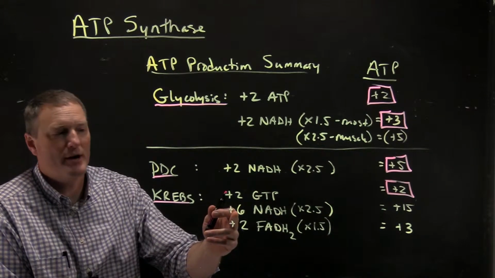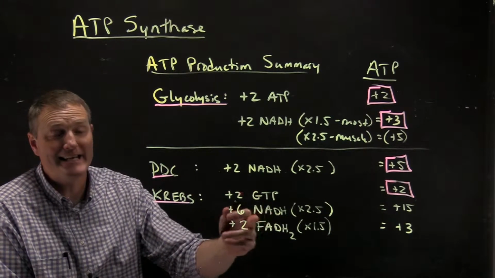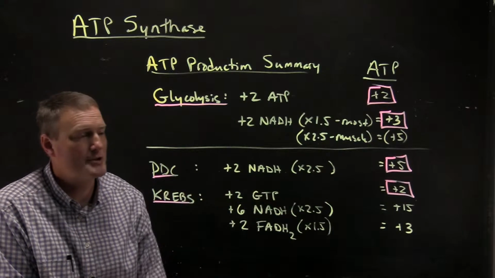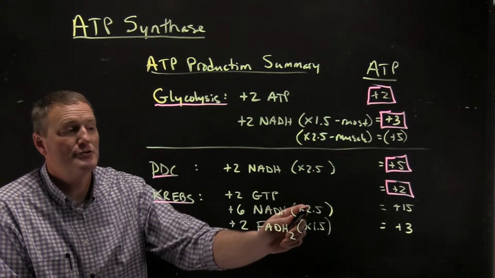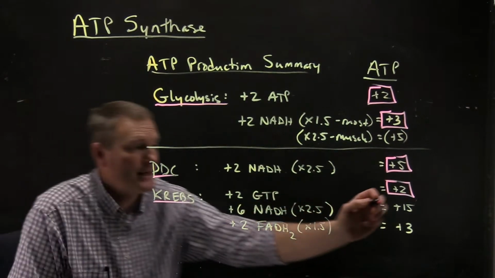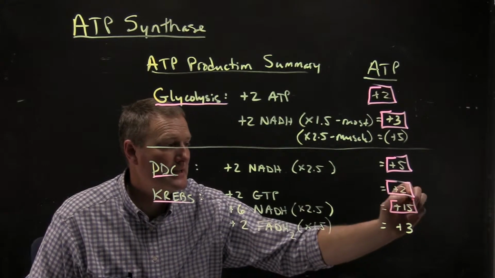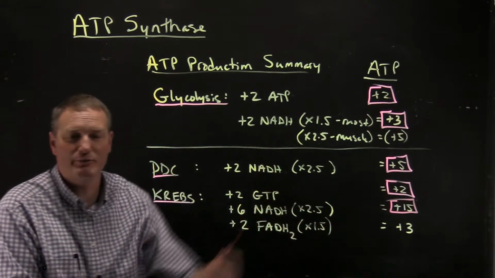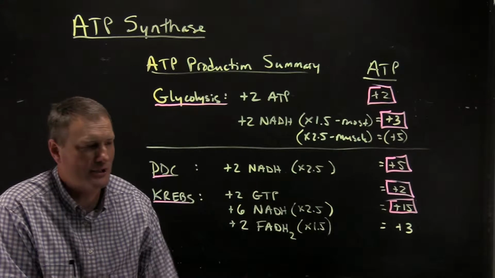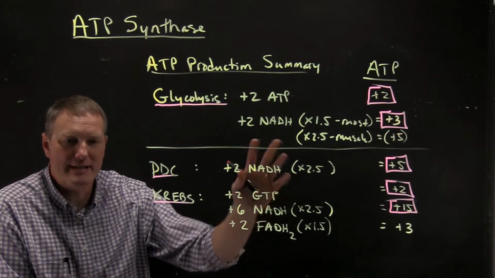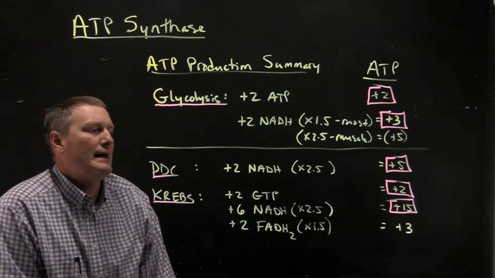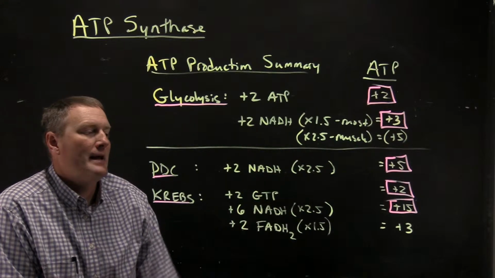Next, 2 turns of the Krebs cycle is going to give a total of 6 NADH. There's 3 produced per cycle. Now we multiply those by 2.5, and now we're getting +15 ATP. So now this is where we really start to rack up a lot of ATP production. It's from all these NADHs that are in the matrix of the mitochondria.